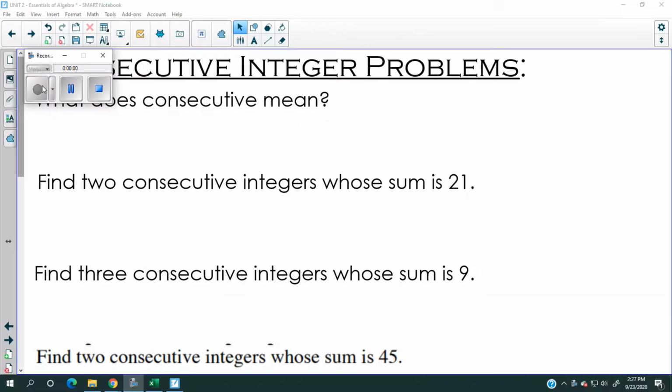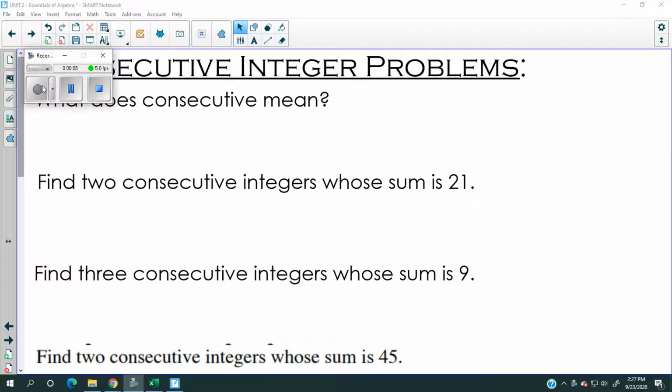All right, everyone, today we're going to talk about combining like terms with word problems, actually. Very interesting. Okay, so let's get to it. All right, so here we go.